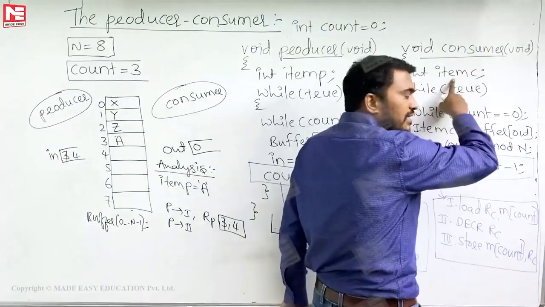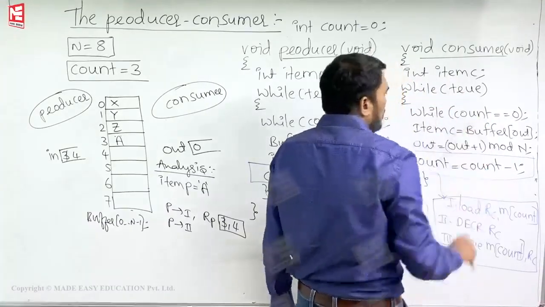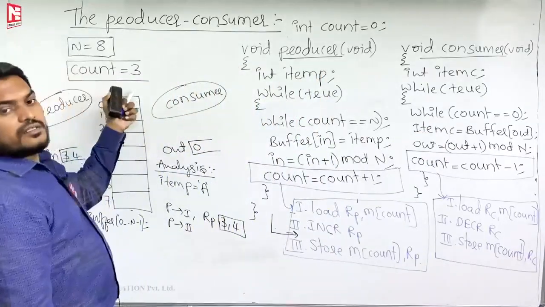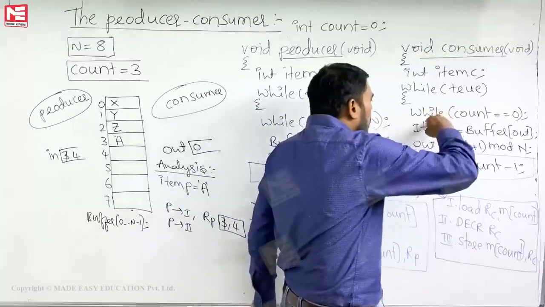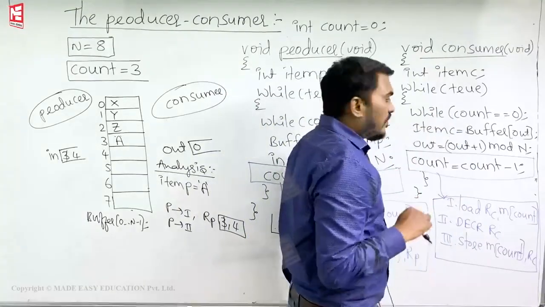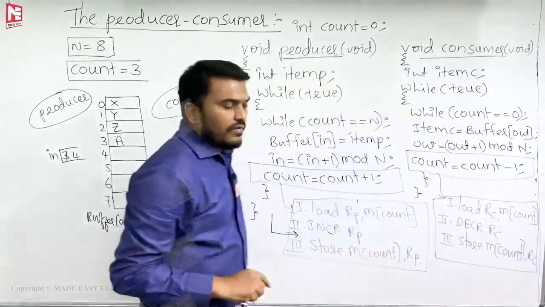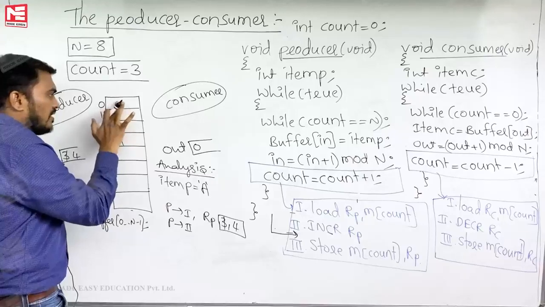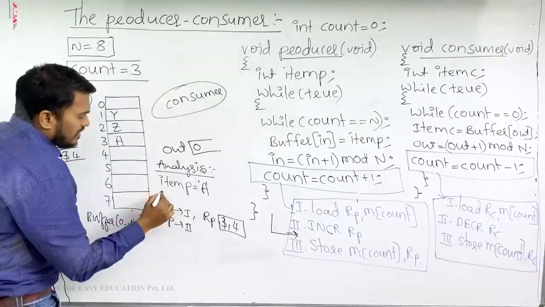I am executing the consumer, void int item c. We are going to declare the item. While true, meaning an infinite condition, while count equal to 0. Now tell me, count equal to 0: what is the count value now? 3. So count equal to 0, true or false? False. If it is false, you execute the next statement. Now what is the next statement here? Buffer of out, storing in the item c. Okay, now look here. So consuming the item from buffer of out. Okay, out is pointing to 0. Look, this item is consumed and stored in the item c.